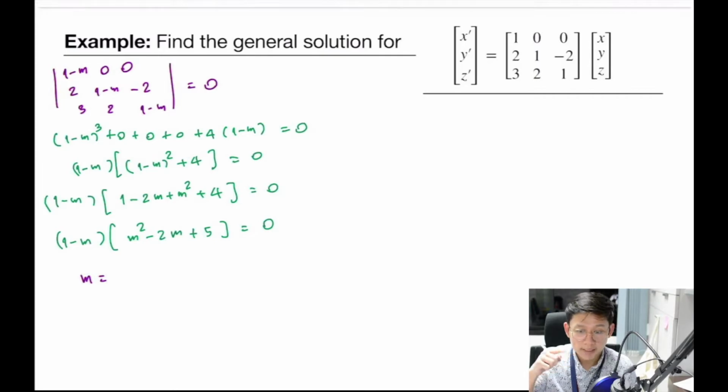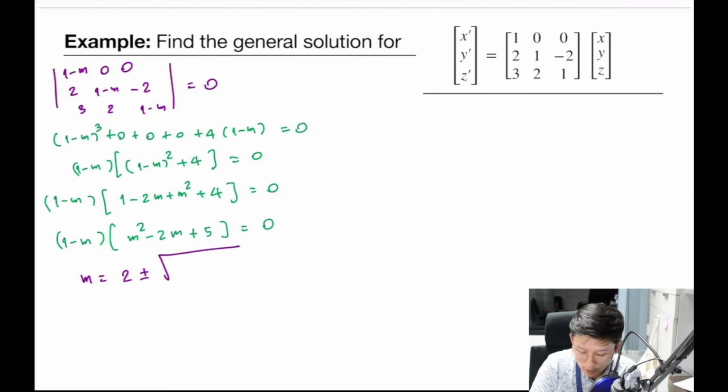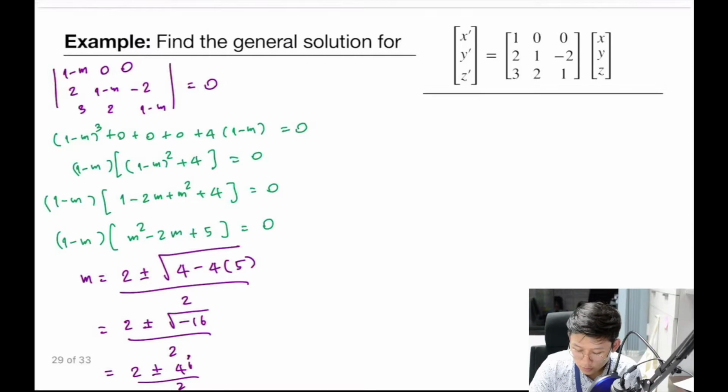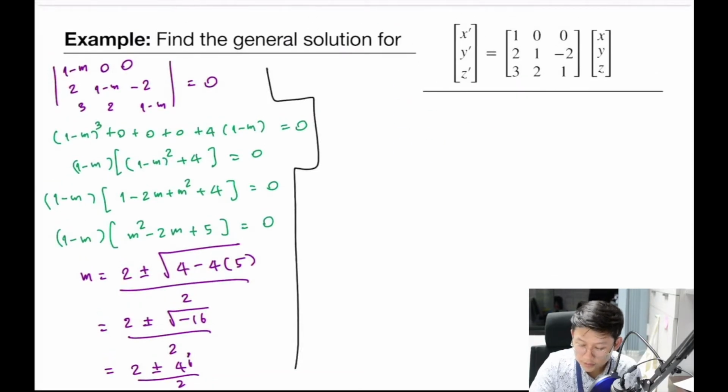Okay, so now we can apply the formula, which is x equals minus b plus minus square root of b squared minus 4ac, divided by 2a, right? So we have minus b, which is 2, plus minus square root of b squared minus 4ac, divided by 2a. So it's 2 plus minus square root of minus 16, divided by 2. And that is 2 plus minus 4i divided by 2, which means that our m is 1 plus minus 2i.